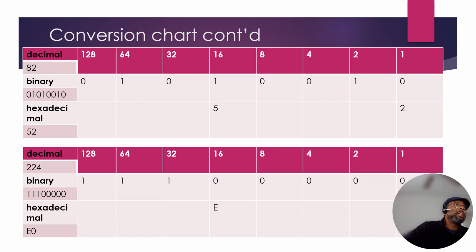Here's another, number 82. So in this one, convert that decimal 82 to binary. You turn on the bit in the 64th place, plus the bit in the 16th place. That gives you 80, plus a bit in the 2's column to give you 82. So that reads as binary 01010010.